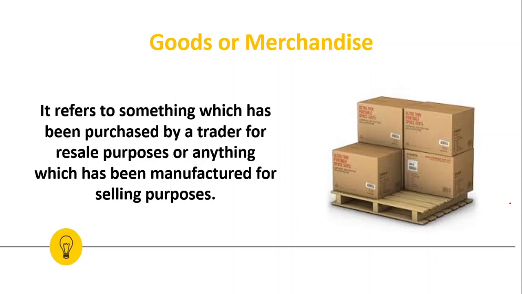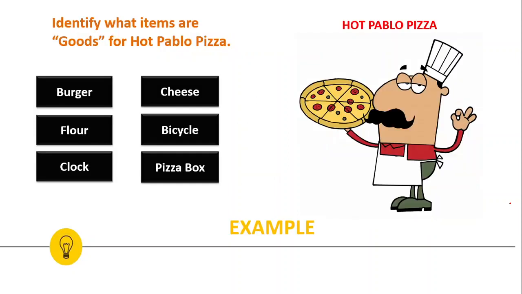So it may comprise raw material, or a finished form of some product, but ultimately the purpose of keeping such inventory is to resell it to the end customer. So we'll look here at a simple example of how we distinguish what can be termed as good and what not. Suppose there is a pizza manufacturer or pizza shop called Hot Pepper Pizza. I've given it a hypothetical name, definitely. There are certain items listed here, and we need to identify what can be termed as good for this pizza maker and what not.